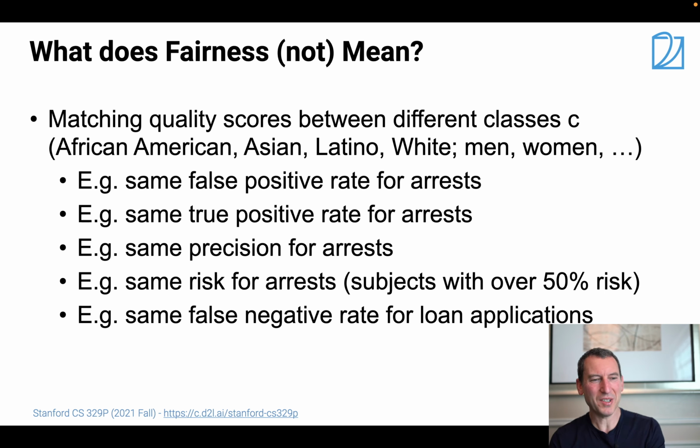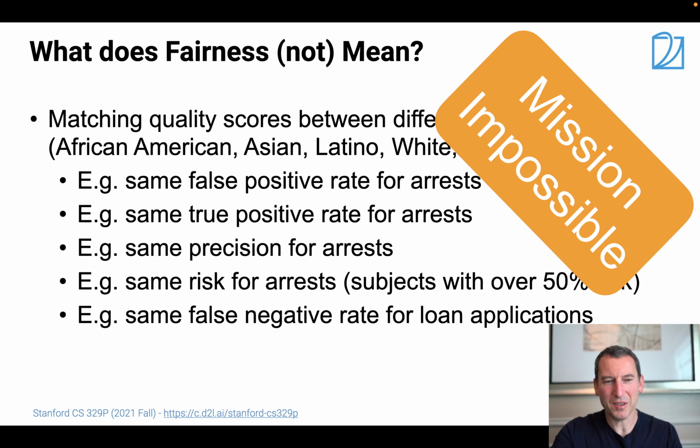Or do we have the same precision for arrests? Is there the same risk for arrests, right? Is there the same false negative rate for loan applications or bail approvals or whatever? So in short, all of those metrics that I've shown you so far can lead to a question as to, are two or more groups being treated equally based on that score? And it just so turns out that this is actually mission impossible.